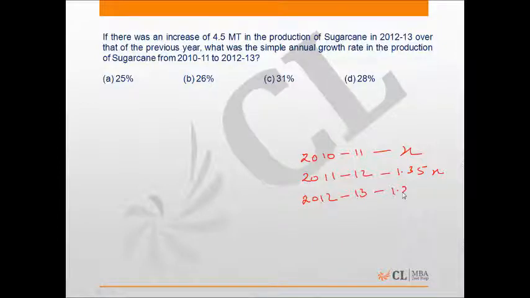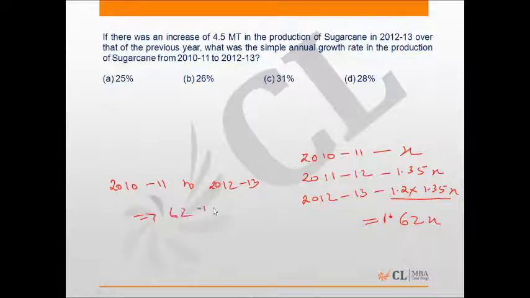So this should be 1.2 into 1.35x. When you multiply these two values, you will get 1.62x. So that means from 2010-11 to 2012-13 there was an increase of 62%. Simple annual growth rate, I'll divide it by 2 because the time duration is 2 years, so the answer is 31%. Hence the option is option C.